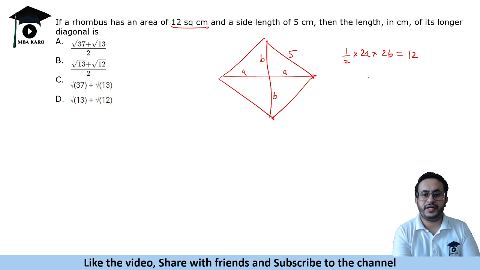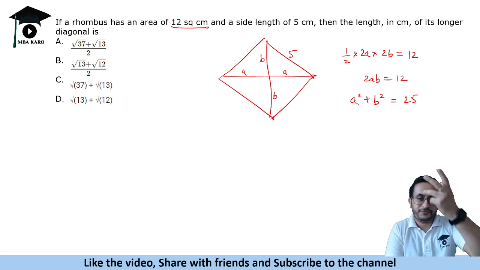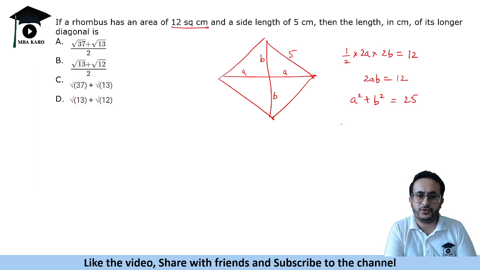Okay, so we get 2AB is equal to 12, right? So AB is equal to 6. Then A square plus B square is equal to, you will get 25. Okay, so if you use this equation, you will get A plus B is equal to root 37, because A square plus B square plus 2AB is (A plus B) whole square. Okay, and A minus B is equal to root 13.